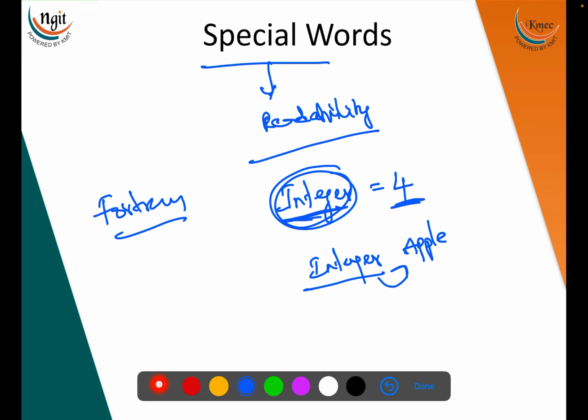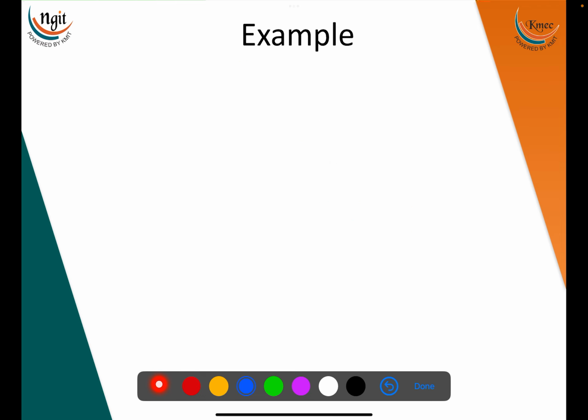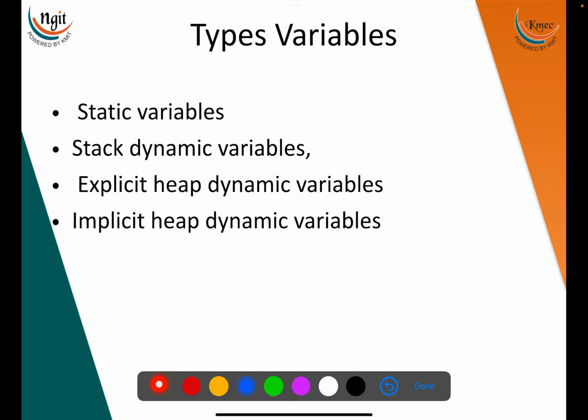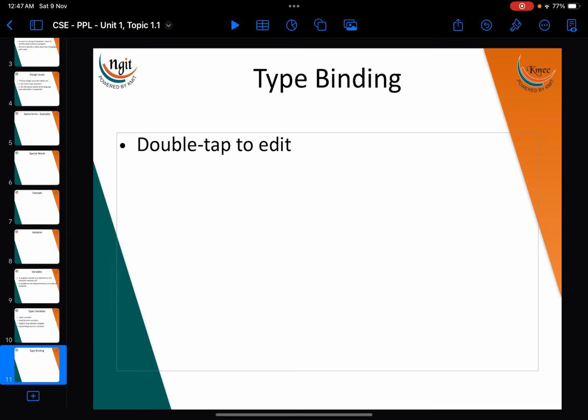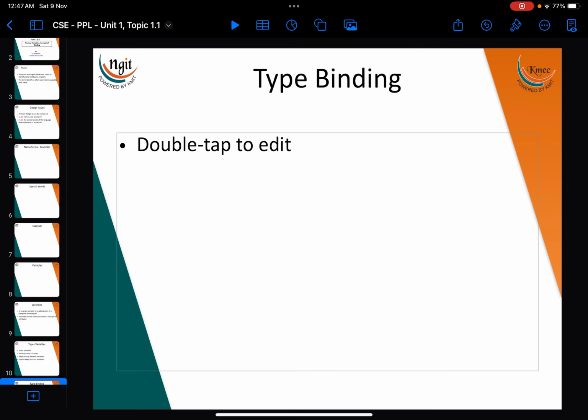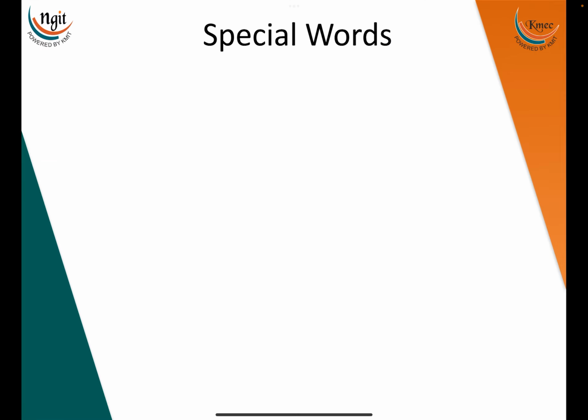Not only this, we also have reserved words. A reserved word is a special word of a programming language that cannot be used as a name. Correct? Now, keywords can be used as a name.